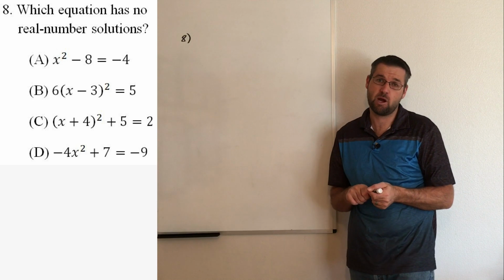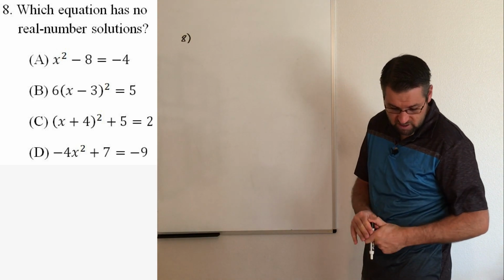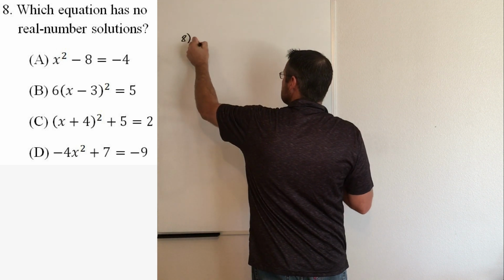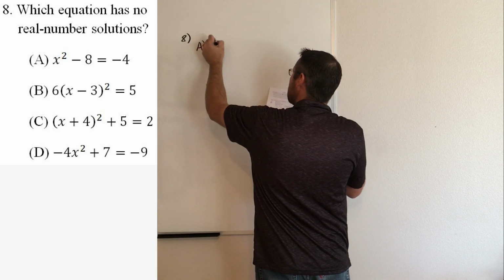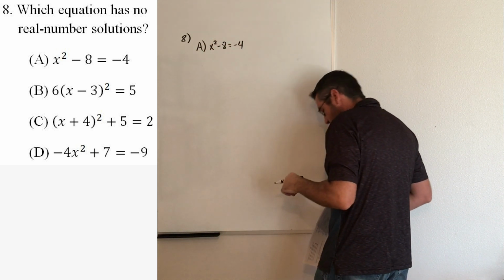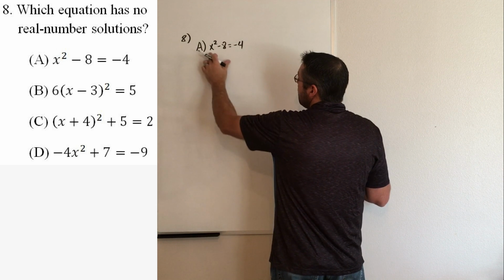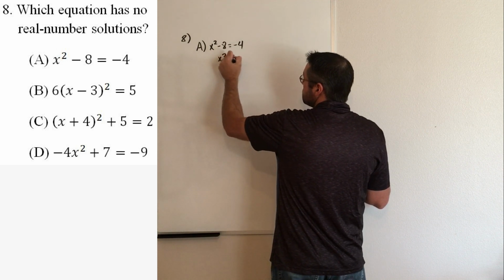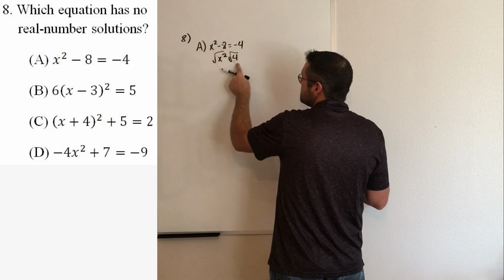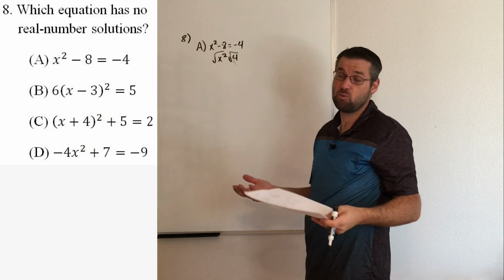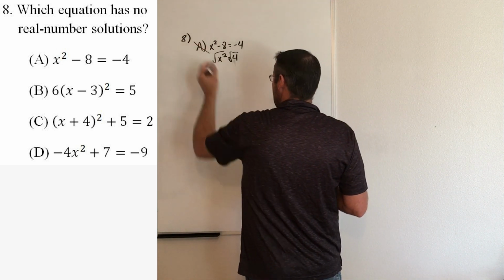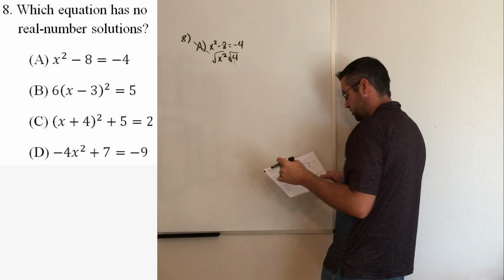So what we need to do is figure out what the discriminant is for each one of these equations. For option A, it says x squared minus 8 equals negative 4. Well, this one's actually pretty easy to see without doing any work. I'll just use the square root method. We get x squared equals 4. And then when I go to square root this, you can see that the square root of a positive number is a real number. So A has real solutions. So A is not the answer because we're looking for the one that has no real solutions.